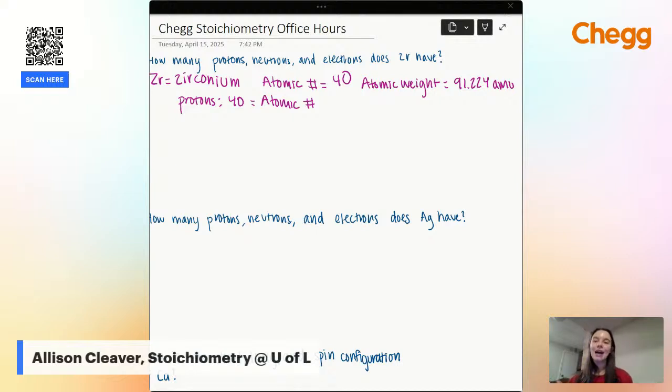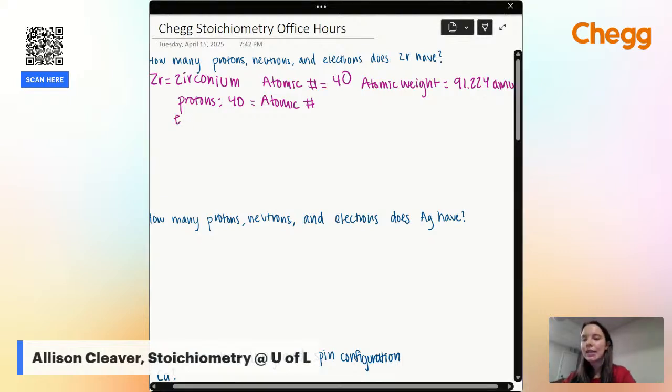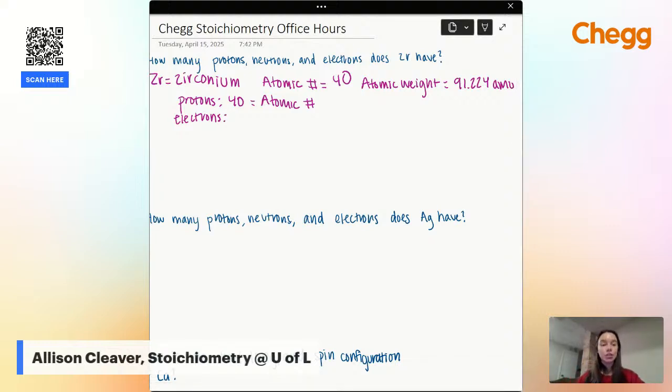All right, now we want the number of electrons. I think electrons is the easiest. So we want how many electrons there are. So I'm going to give y'all 10 more seconds again, if maybe you've seen this before. How many electrons are in zirconium?